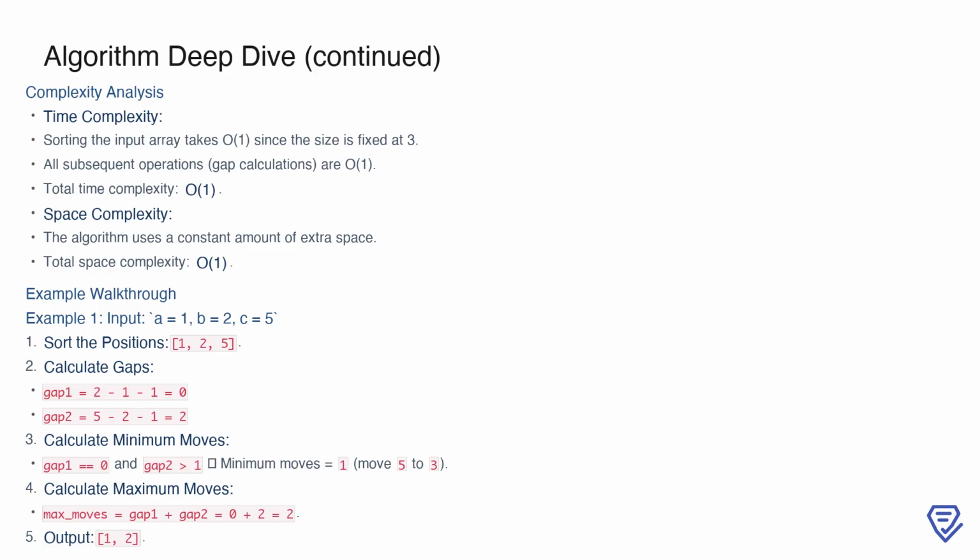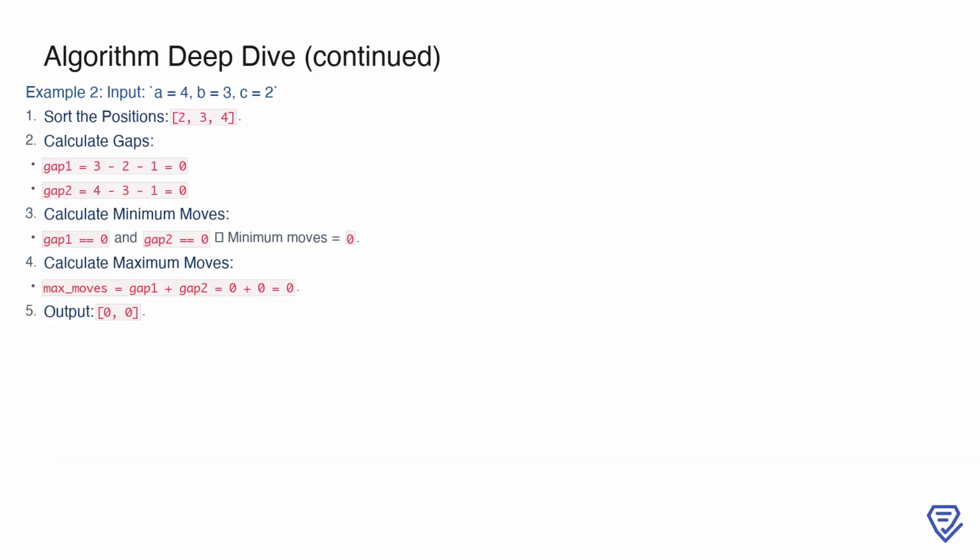Suppose the input positions are A equals 1, B equals 2, and C equals 5. After sorting, the positions become 1, 2, 5. The gaps are calculated as gap 1 equals 0 and gap 2 equals 2. For the minimum moves, since gap 1 equals 0 and gap 2 is 2, only one move is needed, moving the stone at 5 to 3. The maximum moves are the sum of the gaps, which is 0 plus 2 equals 2. Therefore, the output is 1, 2.